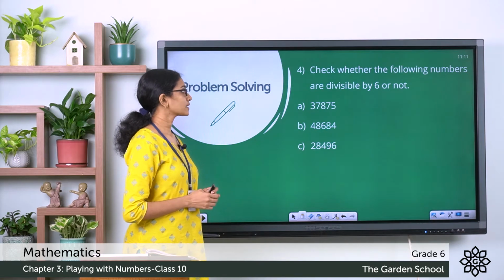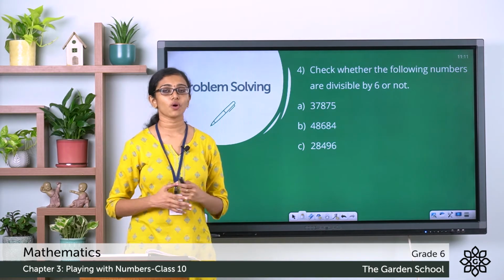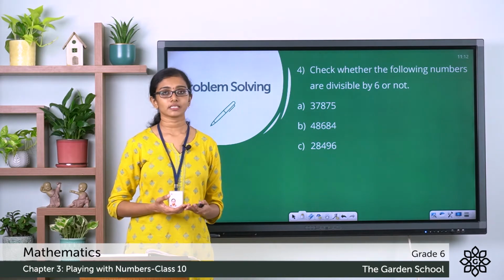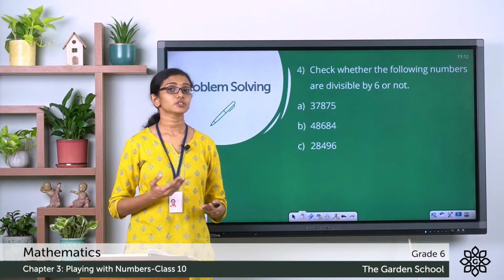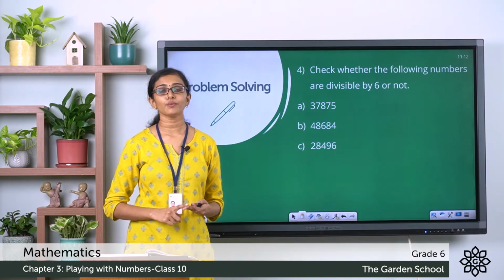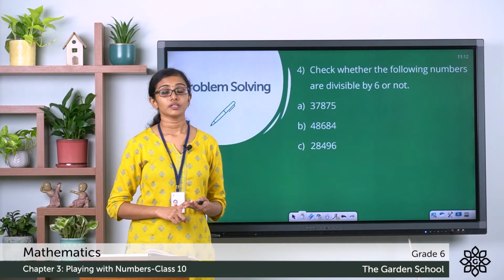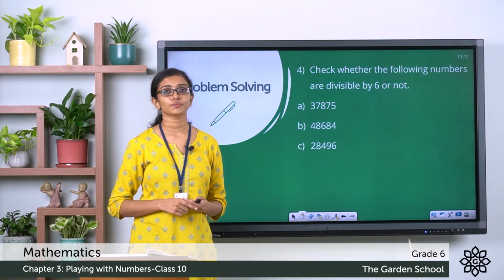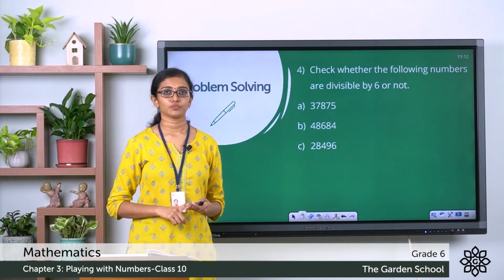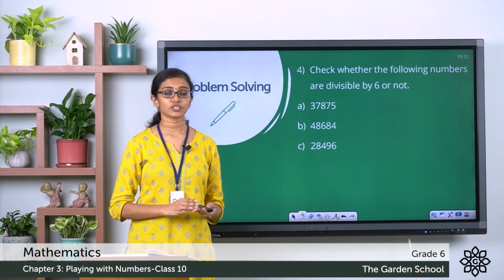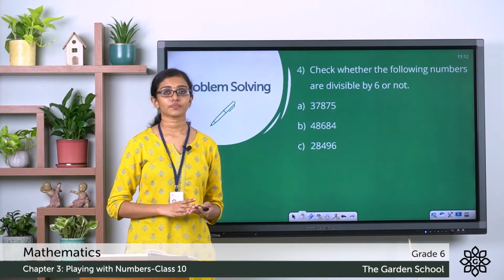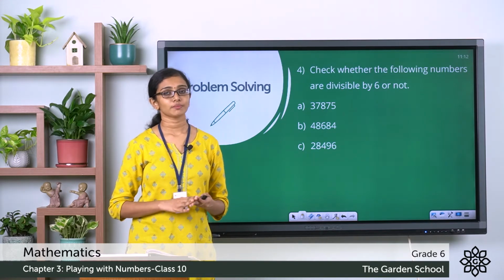Check whether the following numbers are divisible by 6 or not. So how do you check if a given number is divisible by 6? For a number to be divisible by 6, it has to be divisible by both 2 and 3. Now how do you check the divisibility by 2? All even numbers are divisible by 2. So the numbers ending in the digit either 0, 2, 4, 6 or 8, these numbers will be divisible by 2.